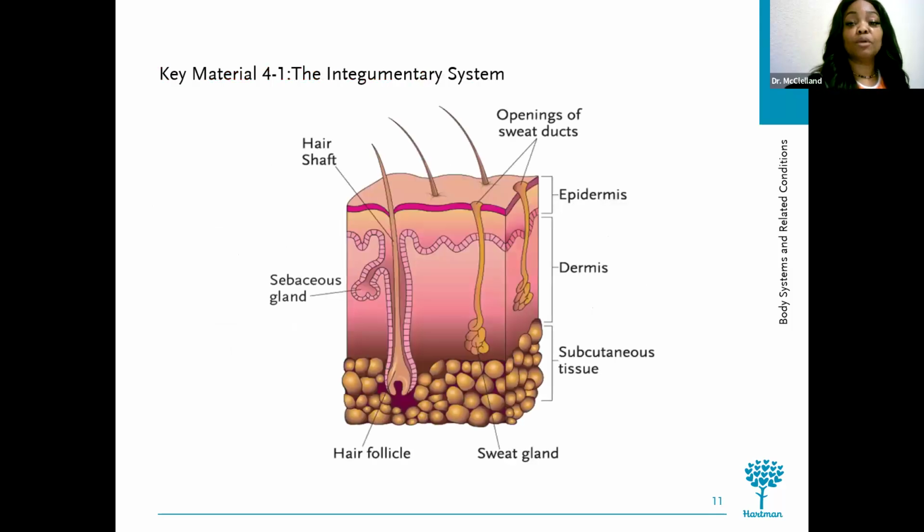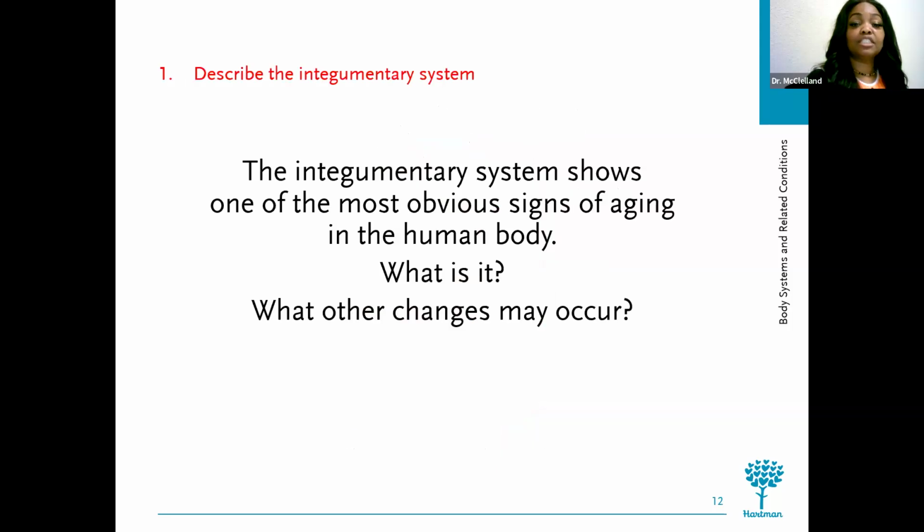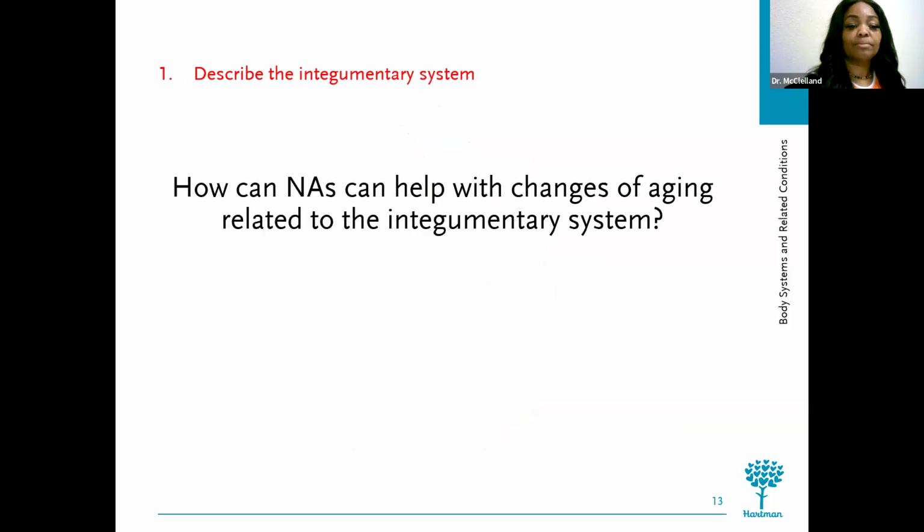So the first system that we're going to look at is the integumentary system. Say it with me, integumentary system. This is another term for skin. This is a picture of the skin and what is happening underneath the skin, under the tissues. The integumentary system shows one of the most obvious signs of aging in the human body. What is it? What other changes may occur?